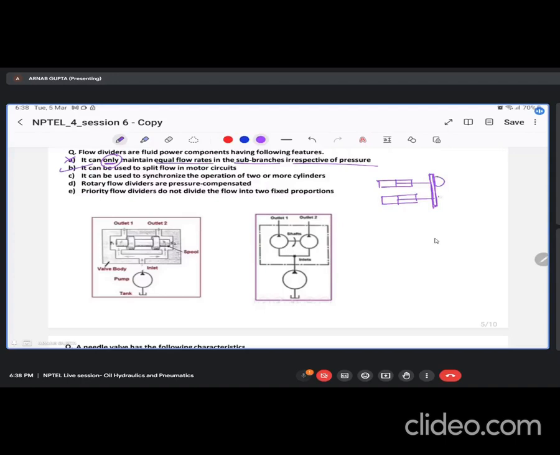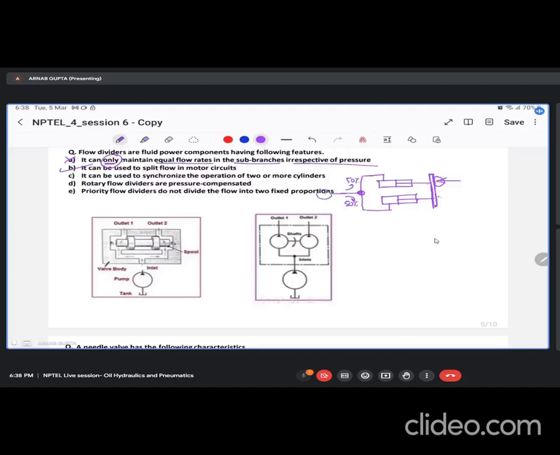So in that case, if the load is not uniformly distributed on this entire plate, then it can so happen that if they were receiving flow independently, then these two cylinders may not extend uniformly. So that synchronization may not be there. But suppose we are sending them through a flow divider that divides it 50-50%.